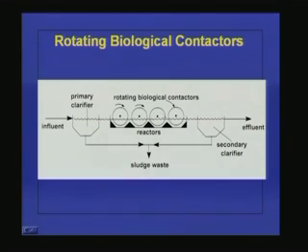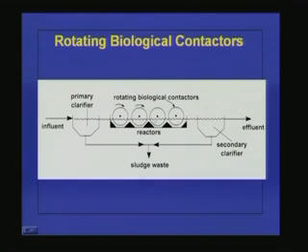This shows the influent coming in, and you have a primary clarifier. The wastewater from the primary clarifier enters the rotating biological contactors, which have a series of discs arranged on a shaft. Either we can have a single shaft or we can provide a series of shafts. This is a 4 unit system. The wastewater will be flowing in this direction and the disc will be rotating in this direction.